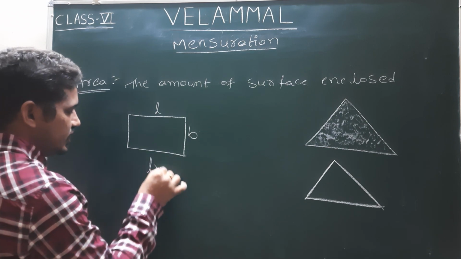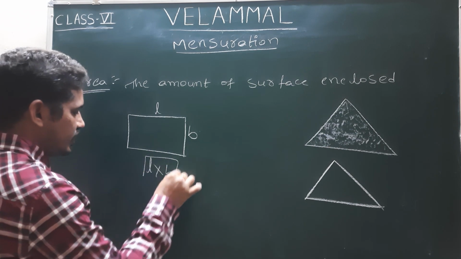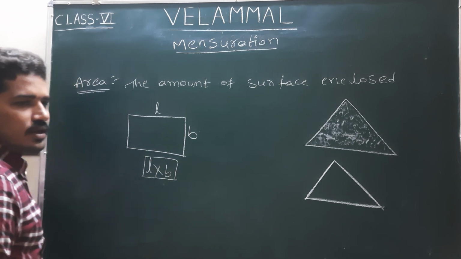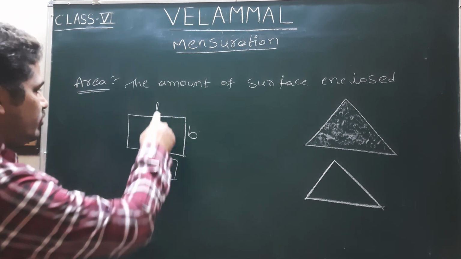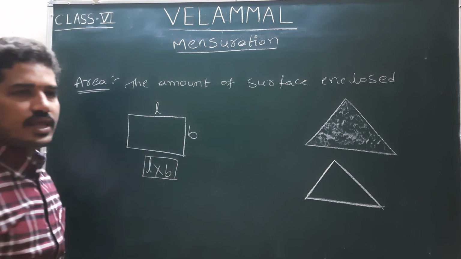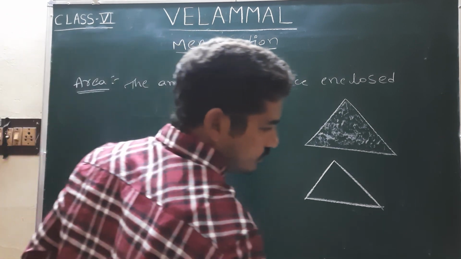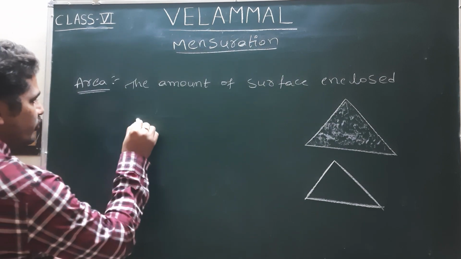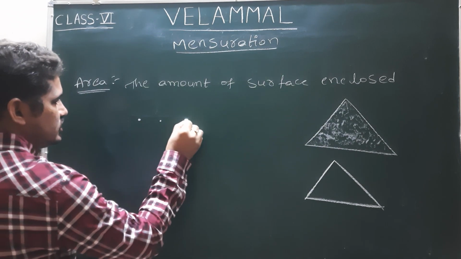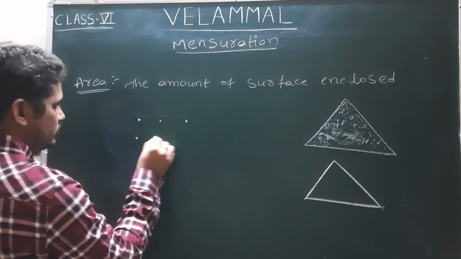So length into breadth, if we multiply, then we will get the area. How are we saying this? By multiplying both we will get the area. Now I will give one small example.